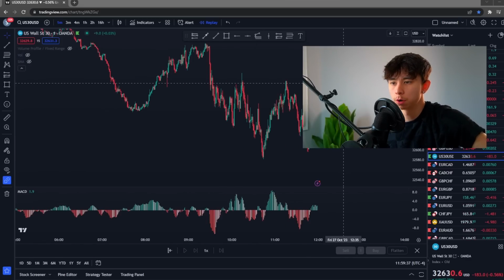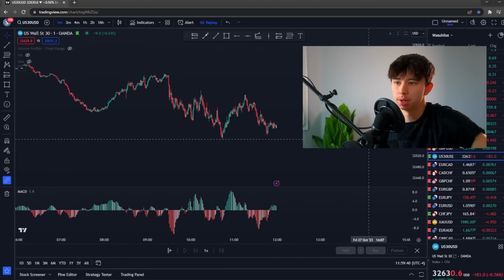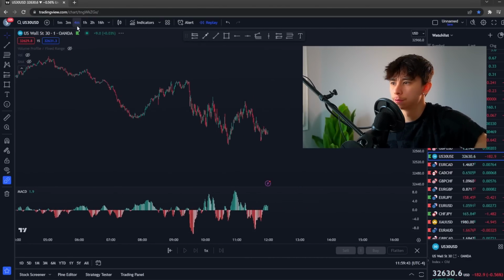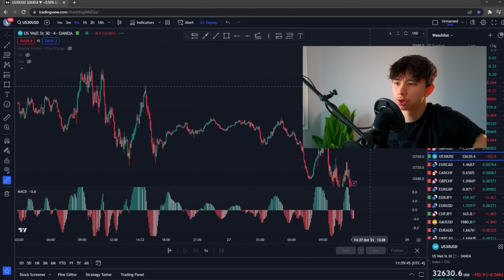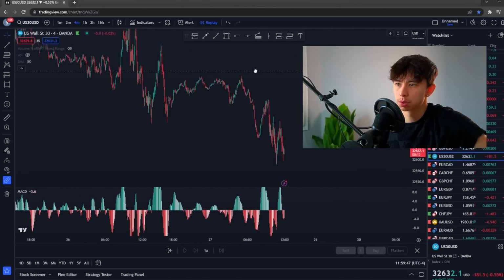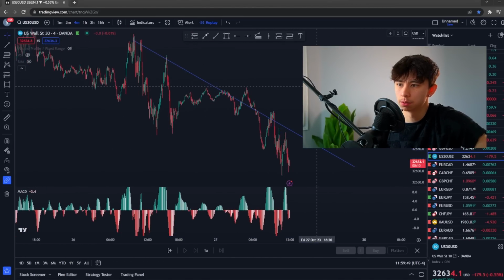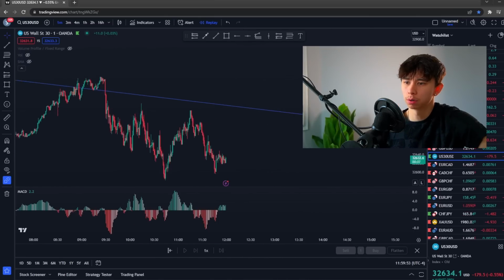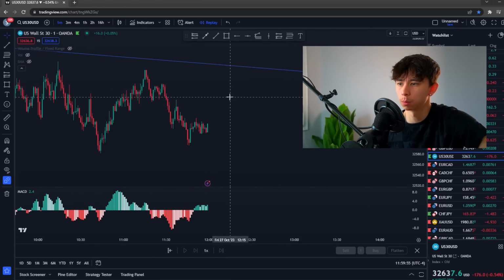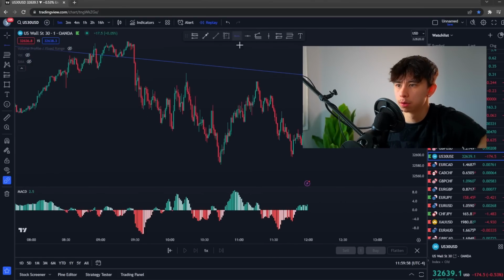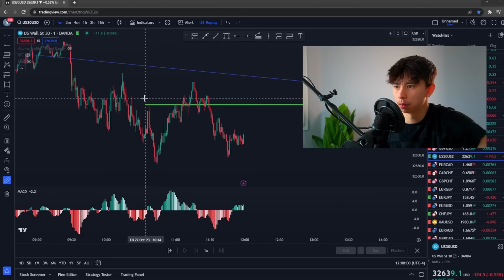So first things first, we're here on US 30. It's about 12 p.m. Eastern Standard Time. I'm going to jump to the 4-minute, check the higher time frame, kind of get an idea of what's going on here. So far, it looks like we're in a nice little downtrend, but that's aside the point. We are trading on the 1 minute, so we want to look at the 1 minute, see what's going on here. So we had price break this lower high recently.